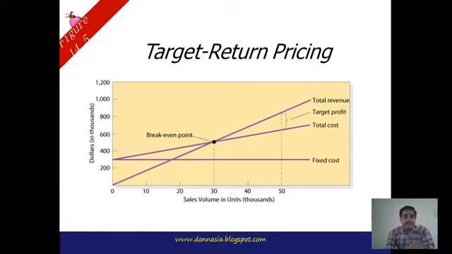We can see target return pricing in this figure also. Here we see sales volume in units and dollars in thousands, and in particular the break even point. The break even point here is at 30,000 units. It means that to survive we need to sell at least 30,000 units.